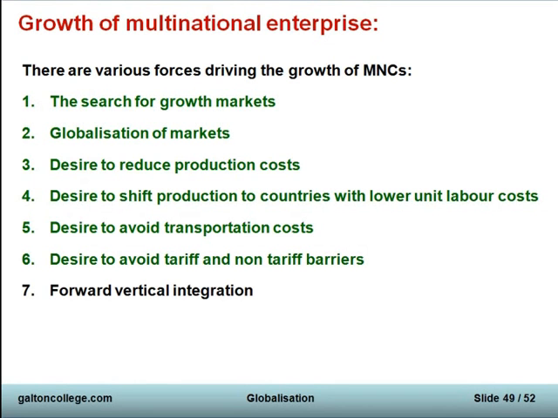Forward vertical integration means we're getting closer to the customer. Backward integration means we're getting closer to the raw materials and the sources of production. So forward means going closer to the consumer. And the multinational corporations want to get as close to the consumer as possible to secure their markets.